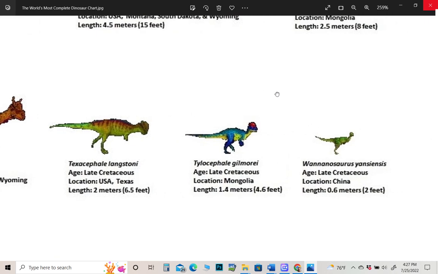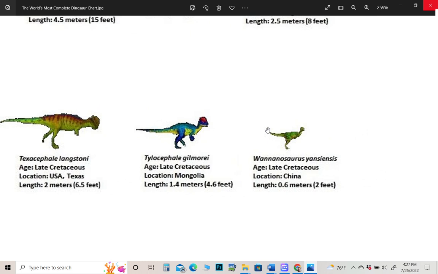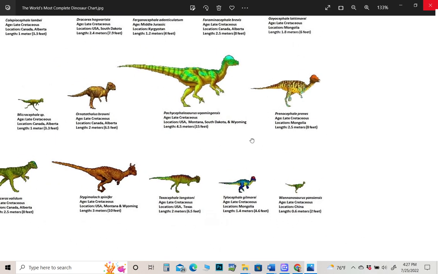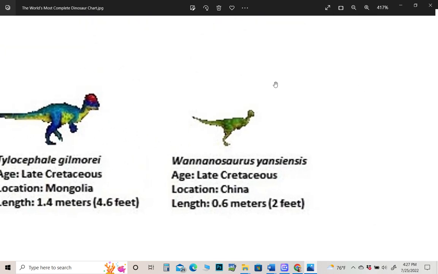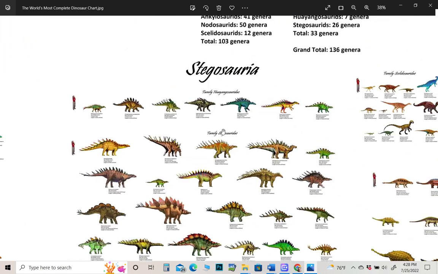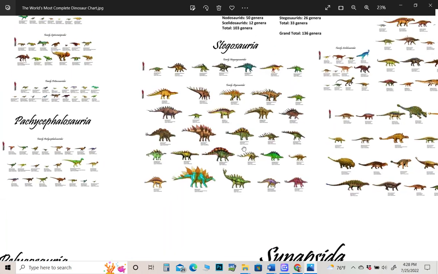Texacephale, Tylocephale, I don't know how you pronounce it properly, but cephaly or cephale. And then Wannanosaurus, which is another small one. Actually, this is actually a smaller one. Wannanosaurus is the smallest pachycephalosaur. It's 2 feet long. And then the Thyreophorans, or covered lizards, covered dinosaurs, with the armor on them.